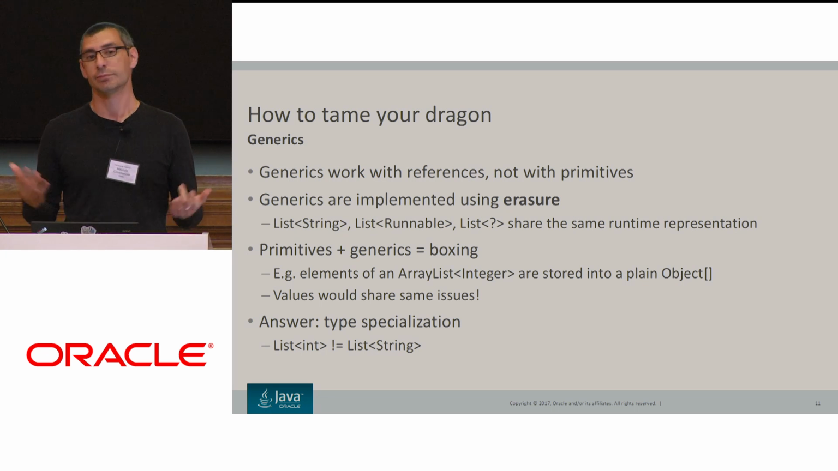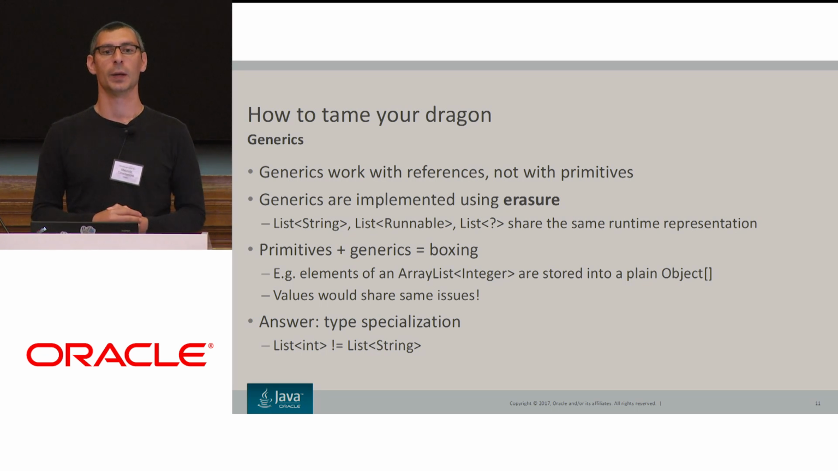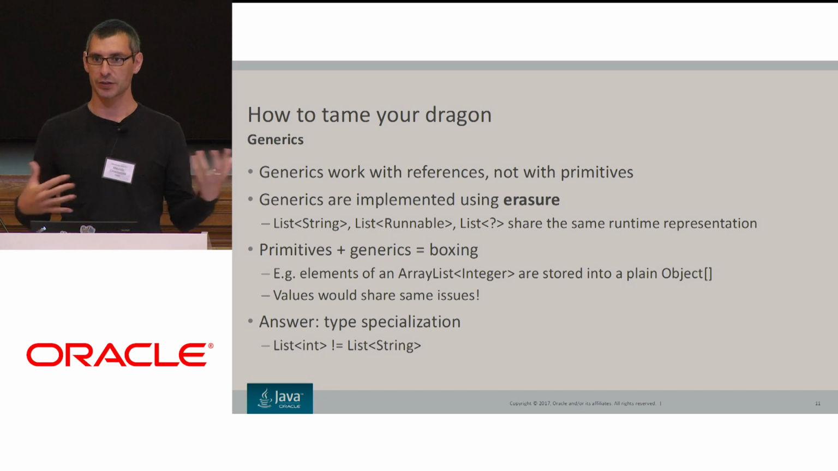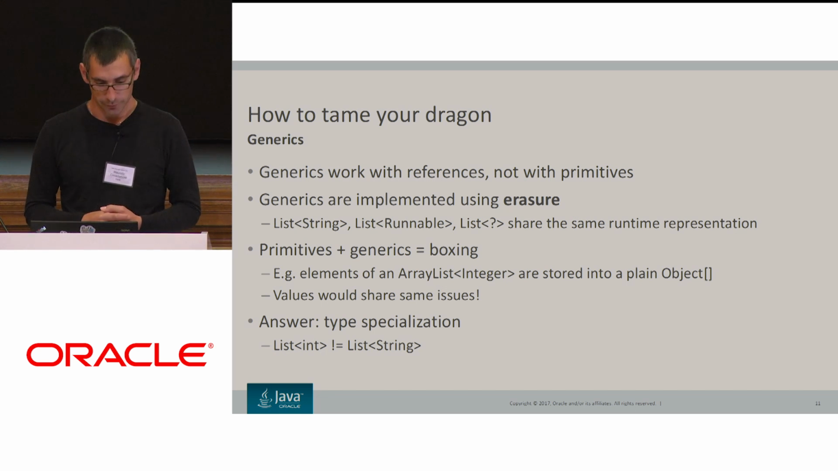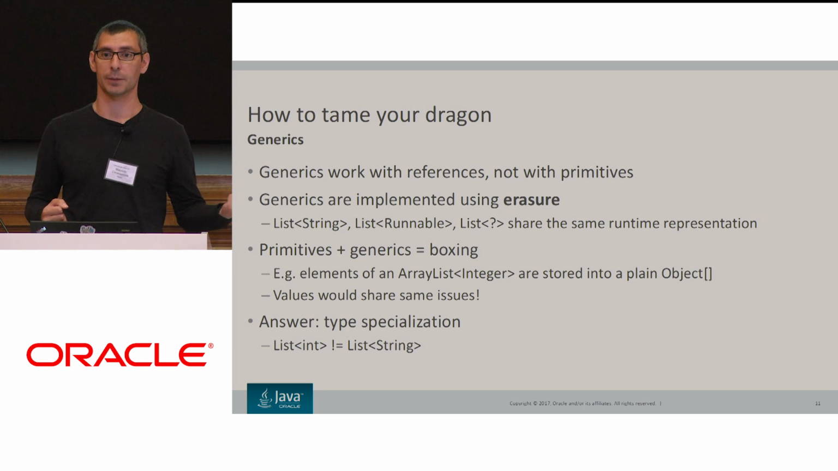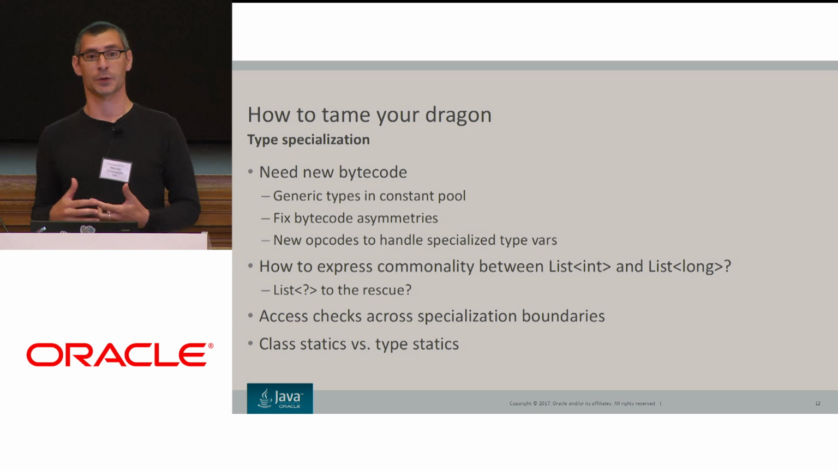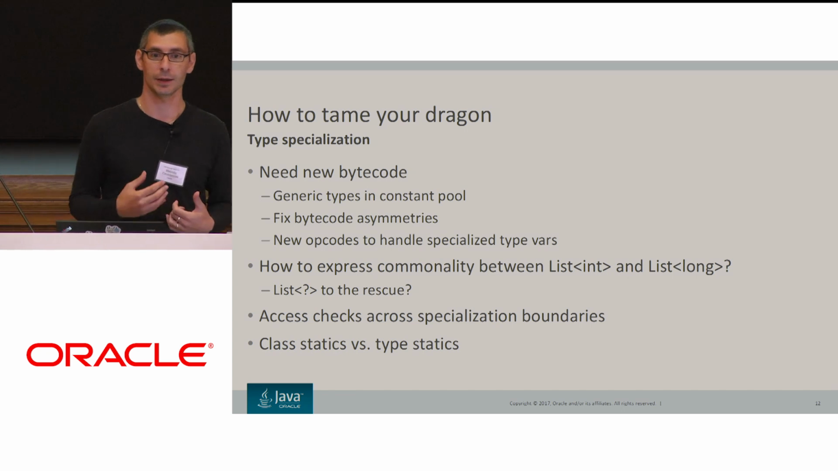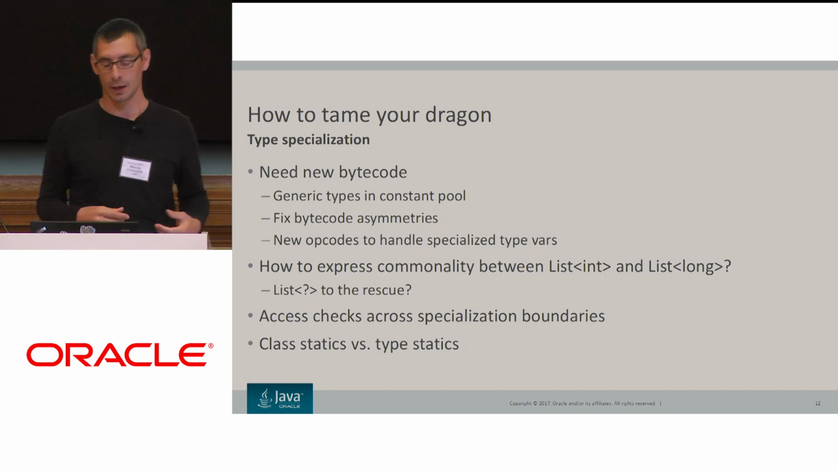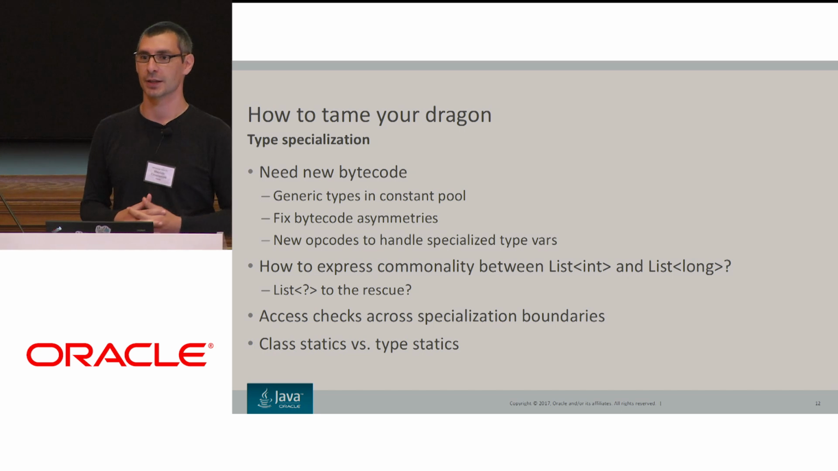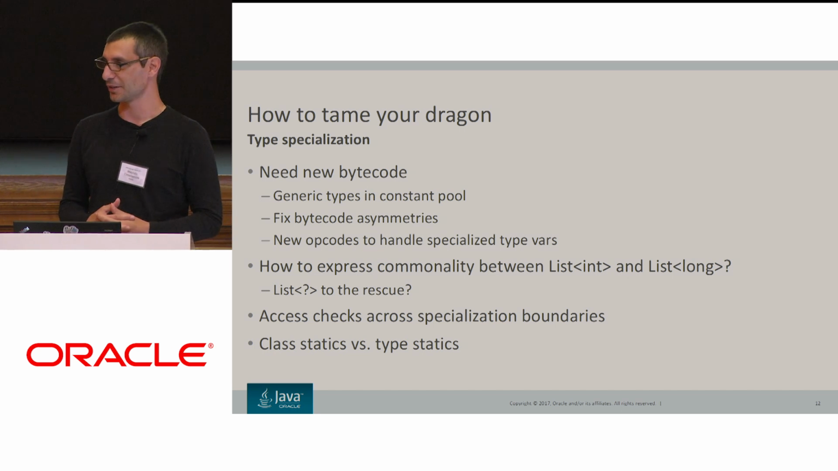You need to box on the way in and unbox on the way out. With values, they work as an int. Again, you will get the same issues. So values and generics don't play well together. We think a solution is going to be generic specialization. So having different runtime representation for primitive, list of int, and reference parameterization such as list of string. Of course, type specialization is a problem worth its own talk. I'm only going to touch upon a few problems in this slide.